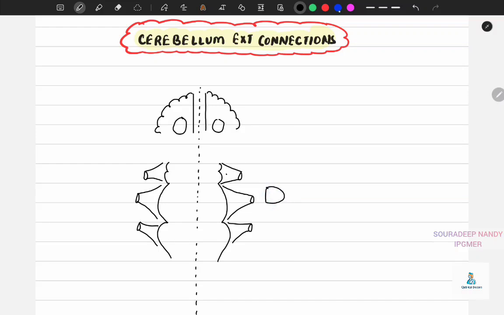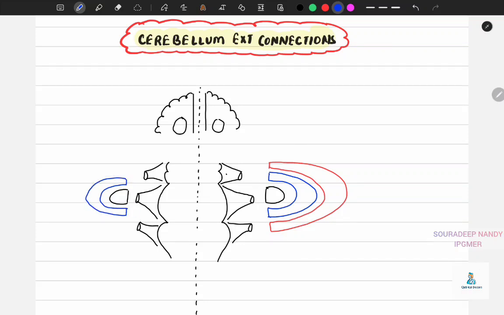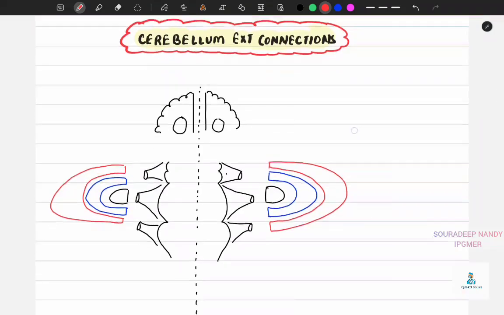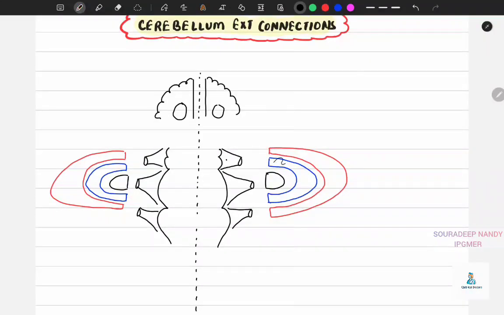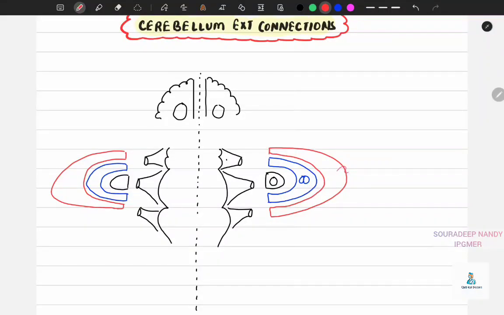Let me draw the three parts of the cerebellum. Here I have the archicerebellum, here the paleocerebellum, and here the neocerebellum. Same thing I will draw here: archicerebellum, then paleocerebellum, then neocerebellum. Now let us draw the nuclei. In the archicerebellum part, there is the nucleus fastigius. In the paleocerebellum, there is the nucleus interpositus, and in the neocerebellum, there is the nucleus dentatus.